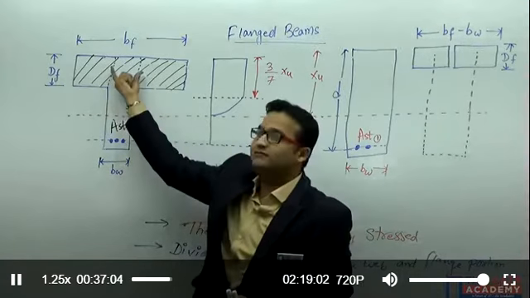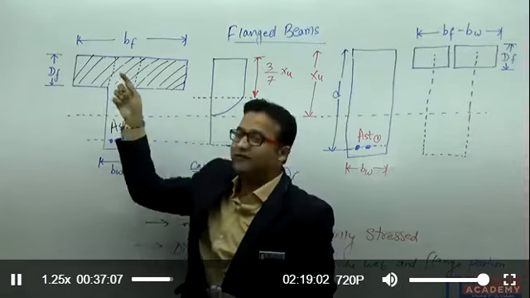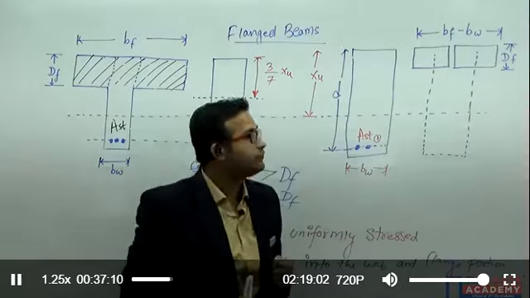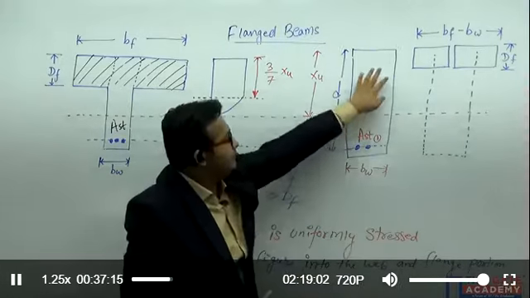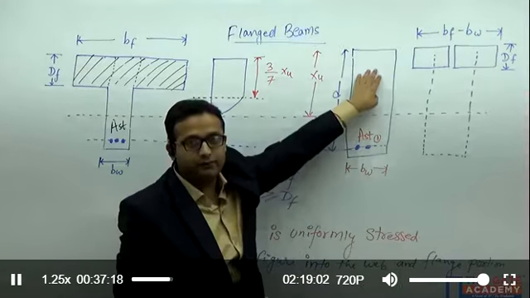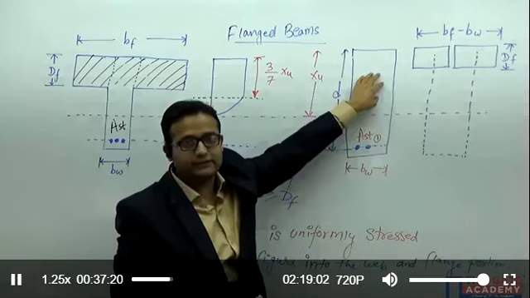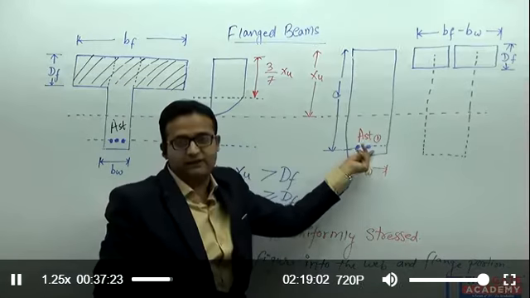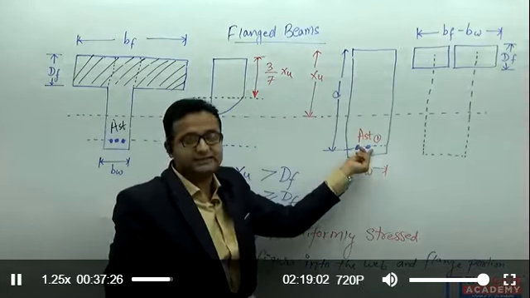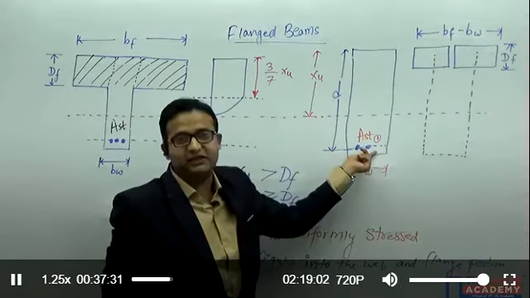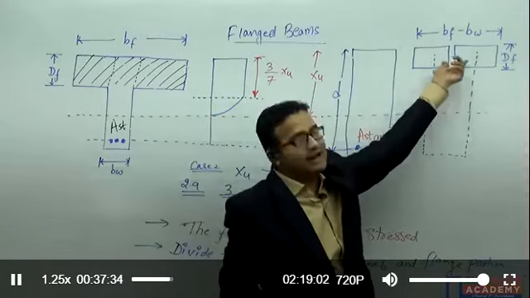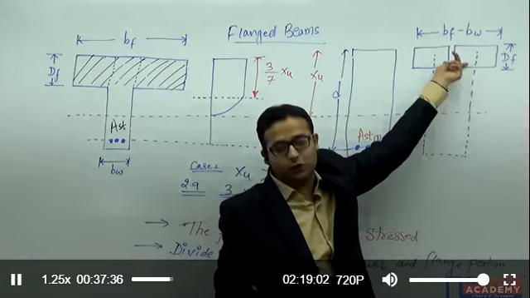If I deduct this portion, which is the width of the web, the available width is BF minus BW, and the depth of course is DF. Here I have provided the concrete. The concrete will give the total compressive force, and the tensile force will be taken by the steel AST1, which is here. Now same here, there is concrete in the flange portion.